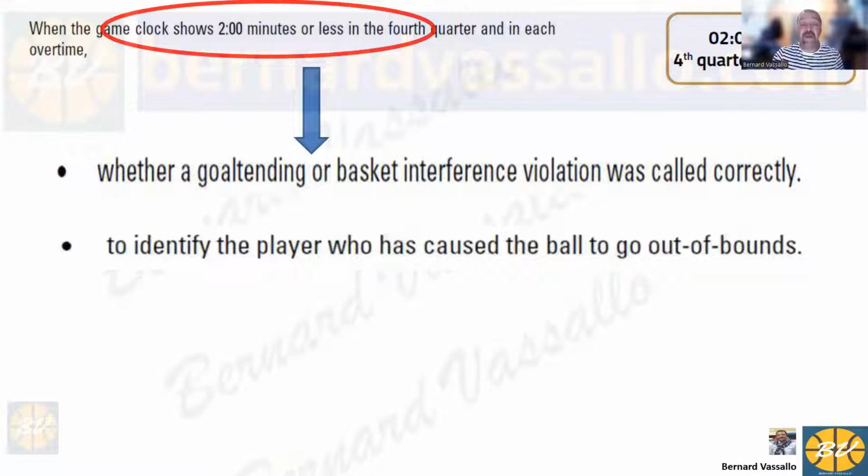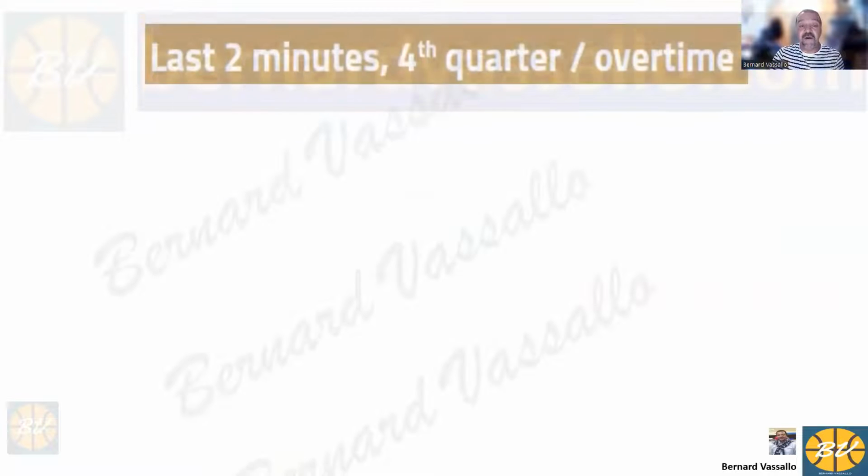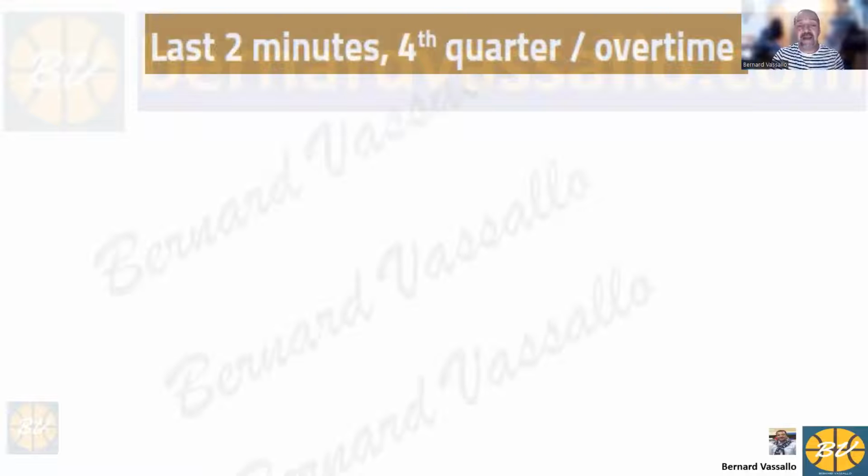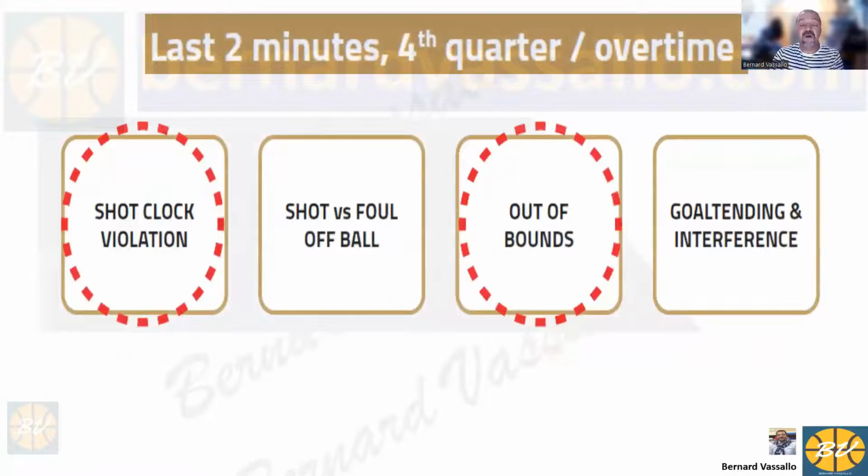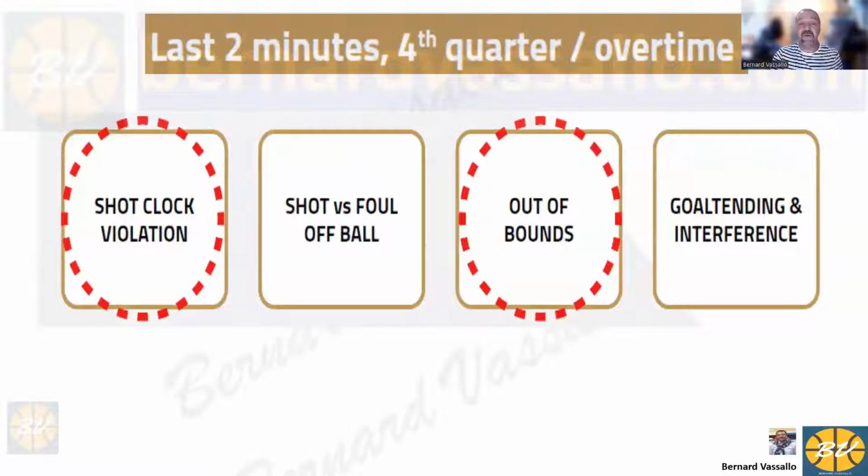Also, in the last 2 minutes of the game and any overtime, if the ball had to go out of bounds and the referees are uncertain as to who last touched the ball, the referees could make use of the instant replay system to determine who last touched the ball and therefore who is entitled to the next out of bounds. Therefore, in the last 2 minutes of the game or any overtime, we now also have these situations that could be reviewed by the referees.